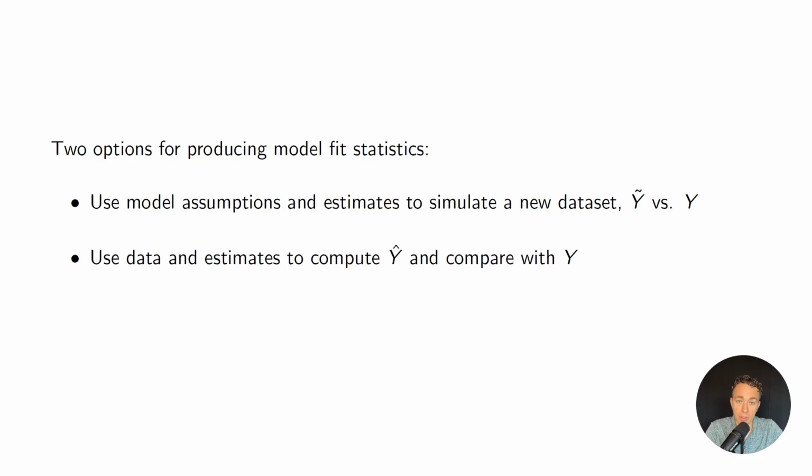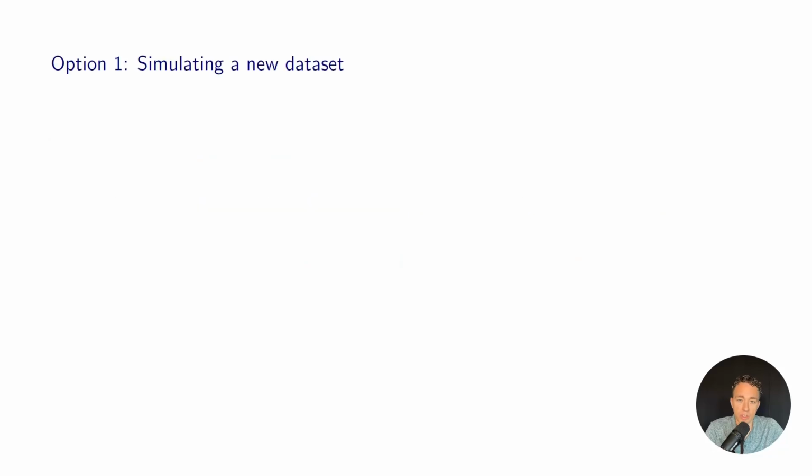Another thing we could do is we could just take all the data and all of our parameters and do some kind of prediction function that would give us y hat, and then compare that with the actual y in the data. This is like x beta hat equals y hat in a linear regression model. So if we were to do option 1, what would that process look like?